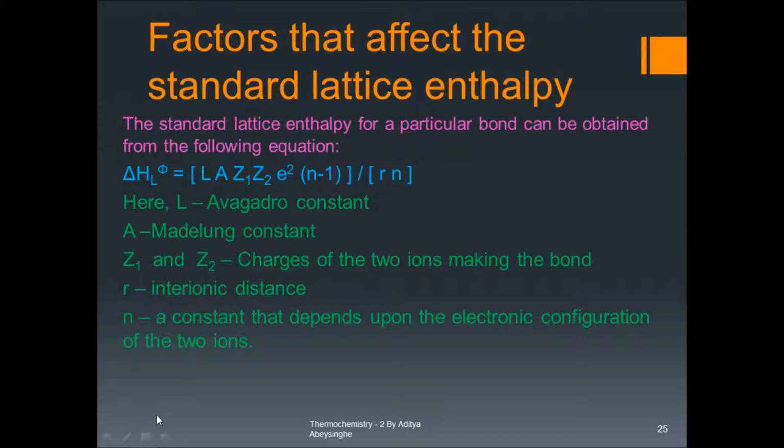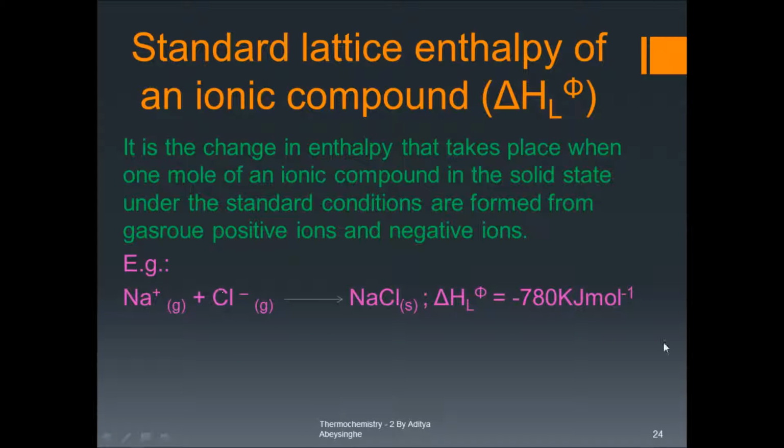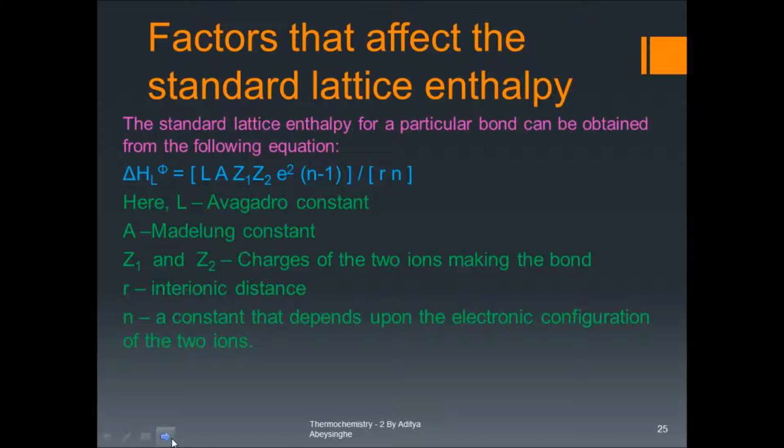But for most of these compounds, the value expected from such a calculation is different from the value found in a practical example. For example, if you take sodium and chlorine, when you form sodium chloride from sodium and chlorine, this is minus 780. But if you calculate it, it will be close but not equal for most of these compounds, because that requires some additional steps which I will not be explaining in this video.